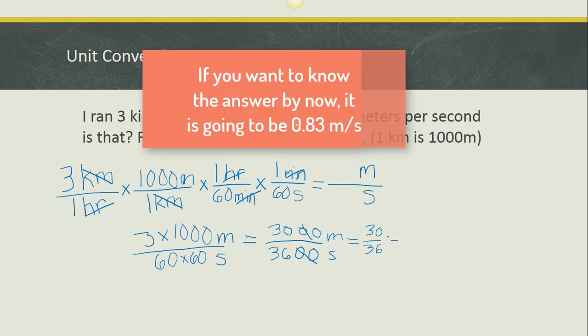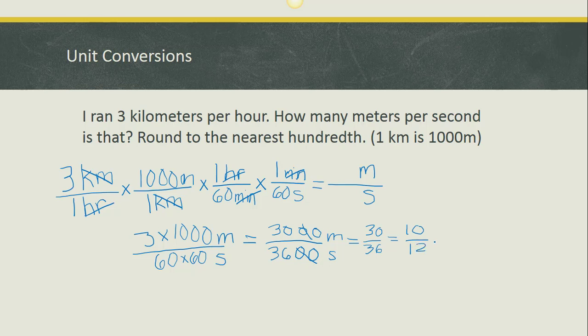Simplify it even more. I'll divide by 3 to get 10 over 12. Even more, I'll divide by 2 to get 5/6. Now 5/6 is a fraction and it asks us to round it to the nearest hundredth. So then you have to take this fraction and make it into a decimal. So 5 divided by, 5 goes under the division bar, 6.